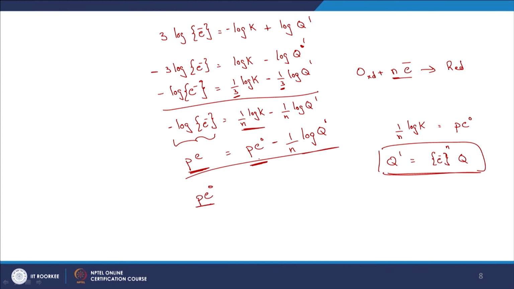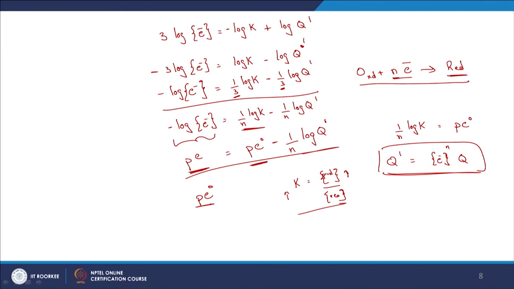Pe naught, as you see, is 1 by n log k. So, again, what is k? It gives you an idea about the activity of the products over the activity of the reactants. So, what does it mean when the k value is higher? It means the concentration of the products is relatively higher, and in this set of redox reactions, or the reduction reaction as we have written, what is the product here? It is the reduced form, right.